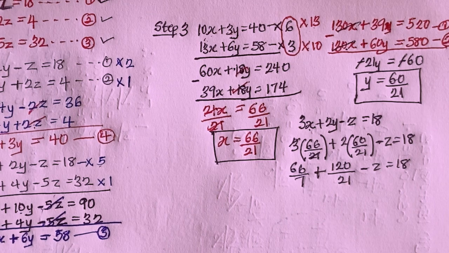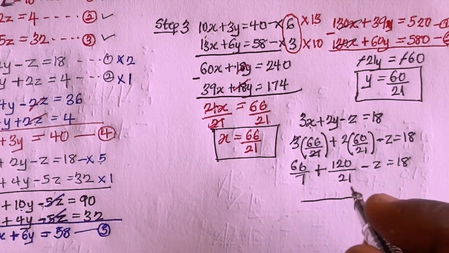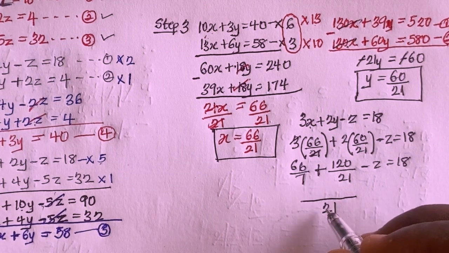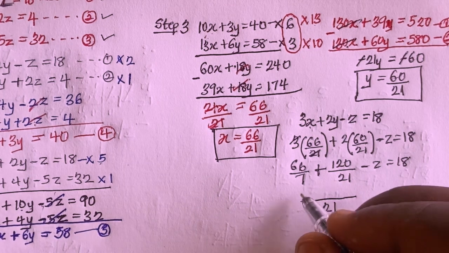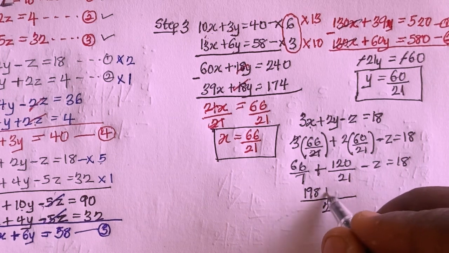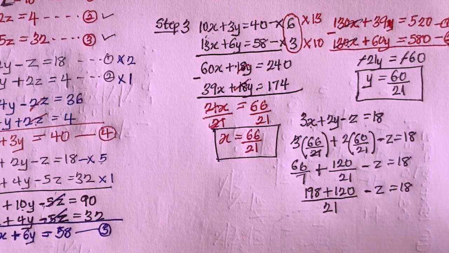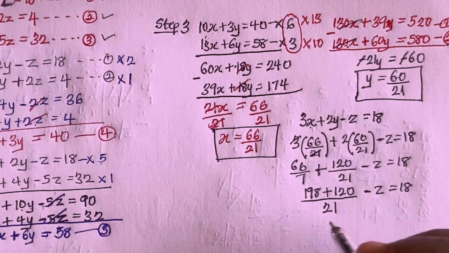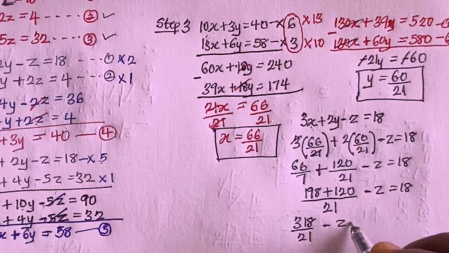So here, what am I going to have? Let me just simply find the LCM here so that it's going to make sense. So the highest factor here is actually 21. So 7 goes into 21, that's 3 times. Then 66 multiplied by 3 is going to be 198 exactly. 198 plus 120 minus z equals to 18. Right? So here 198 plus 120, that's actually 318. Then I'm going to have 318 divided by 21 minus z equals what?